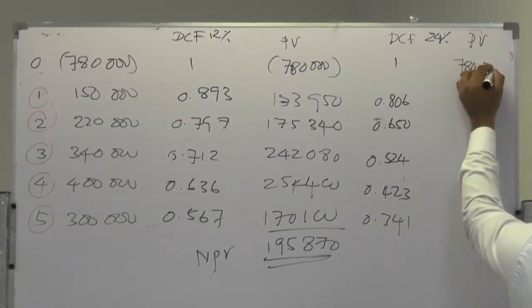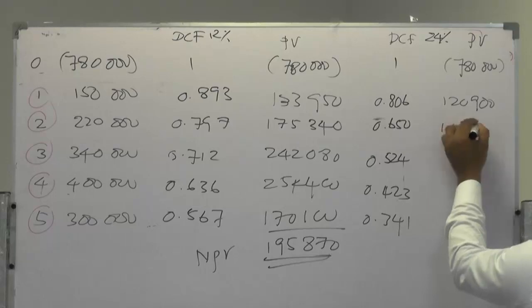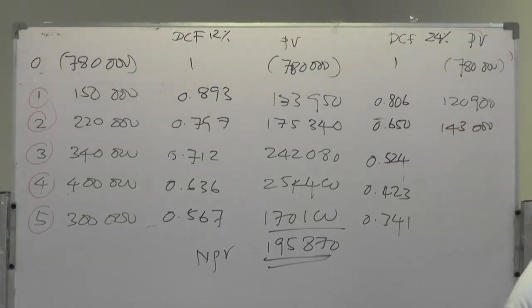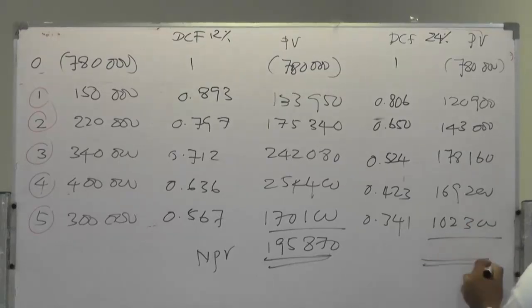Now let's take the present value. Here it stands at 780,000 since it is at year 0. Other values: 0.806 into 150,000, 120,900. 0.65 into 220,000, 143,000. 0.52 into 340,000, 178,160. 400,000 into 0.423, that is 169,200, and finally 300,000 into 0.341, that is 102,300. Let's see the present value.